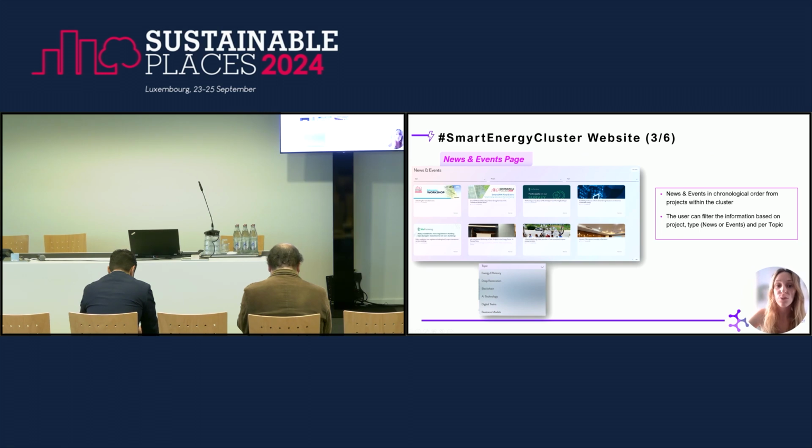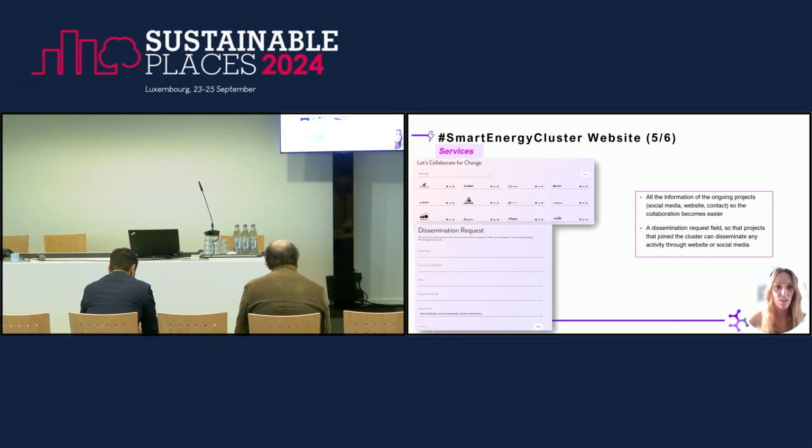Users can filter this information by project, type of activity and topic, for instance, energy efficiency, blockchain, deep renovation, etc. This feature allows stakeholders to find relevant information quickly, stay informed about the latest developments, and participate in events that align with their interests.